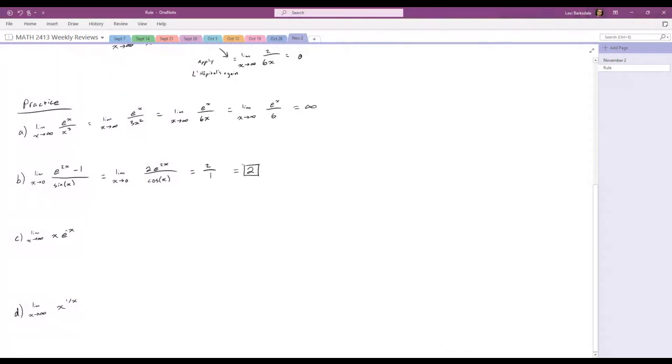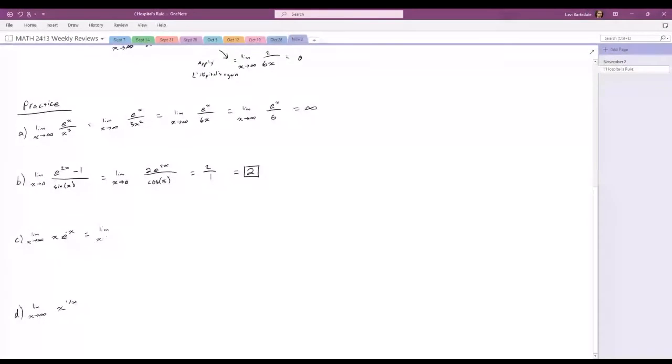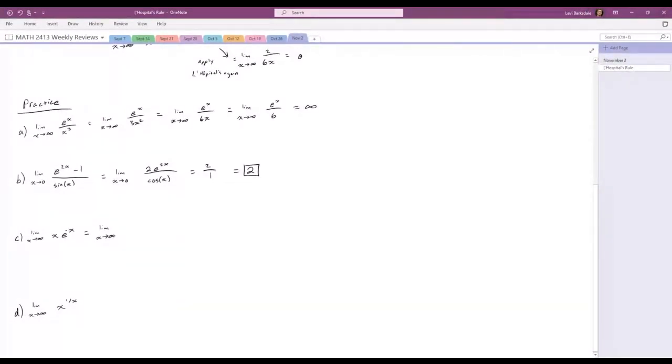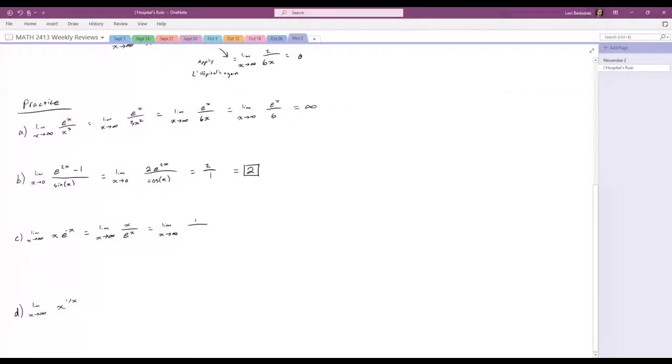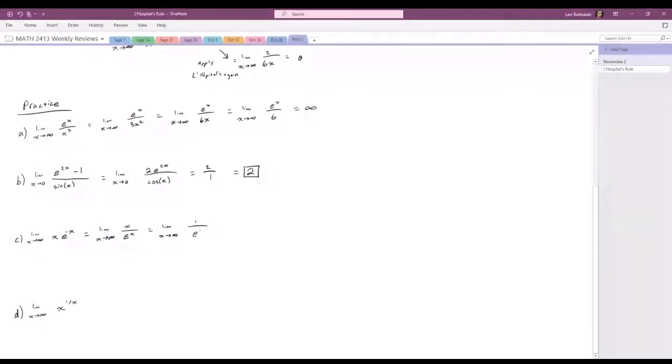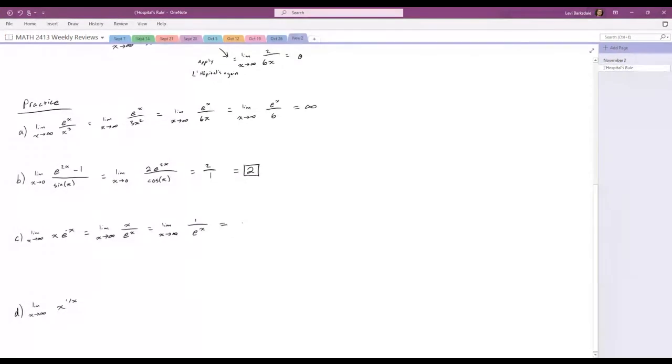For our third one, what we want to do is rewrite this a little bit. Right now, it's not in the form of f of x over g of x, which is what we want. Luckily, we have an e to the negative x, and we can really easily just write that in the denominator like so. Now we're getting infinity over infinity, but we can apply L'Hopital's, and the derivative at the top is 1, derivative at the bottom is e to the x, and this we can see will go to 0.